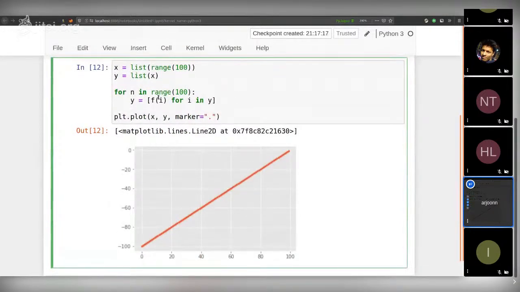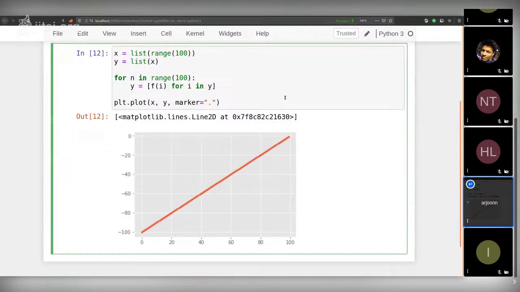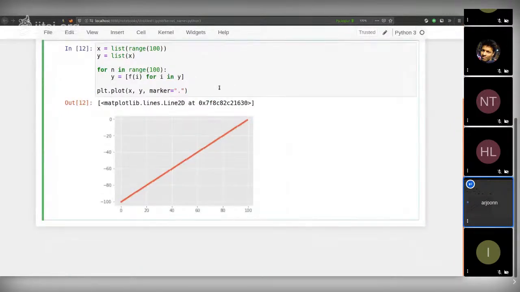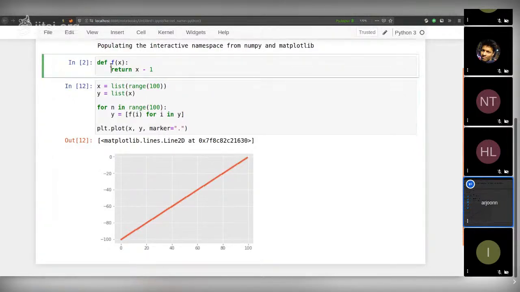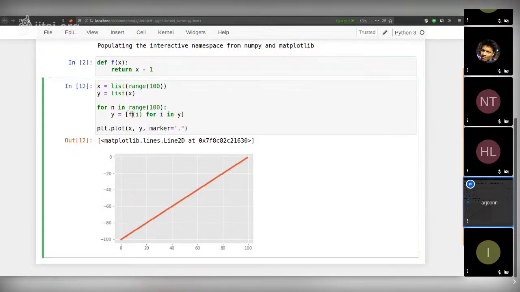So this repeated application of the same function to its own output is called a map, the map of a function. What happens when you repeatedly apply a function again and again to its own output?